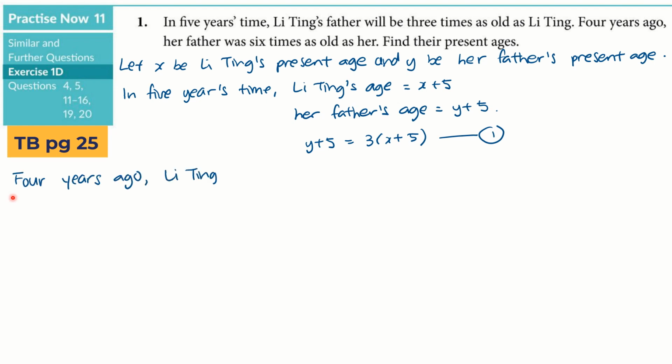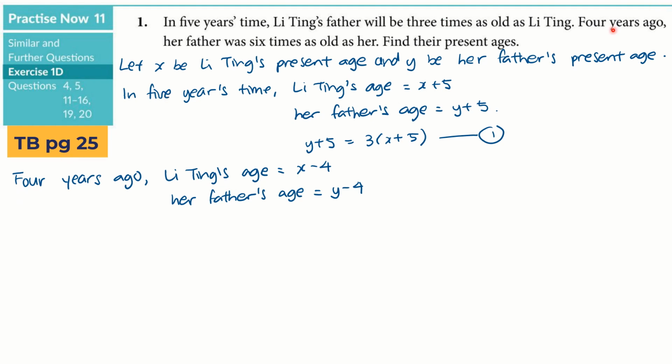So we will have to take a look at 4 years ago. Li Ting's age will be X minus 4 because that is 4 years ago, and then her father's age will be Y minus 4. So we're always taking with reference to the present age, and then from there we either move 5 years ahead or 4 years ago.